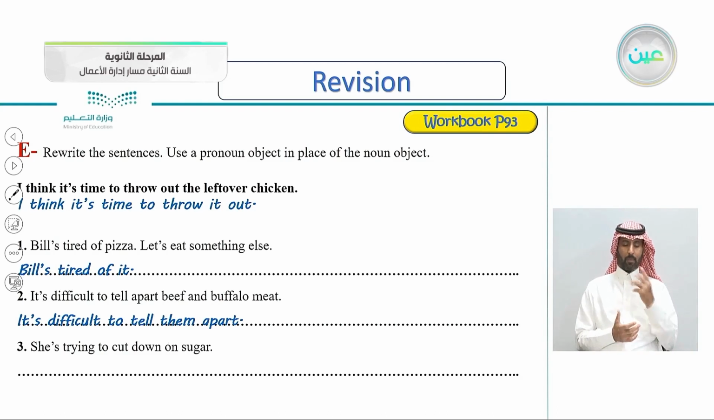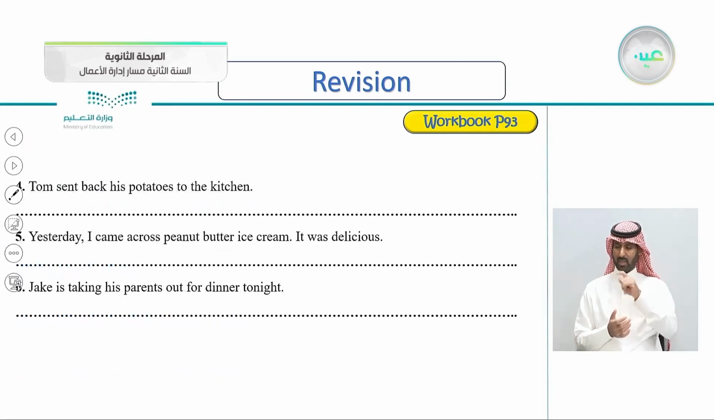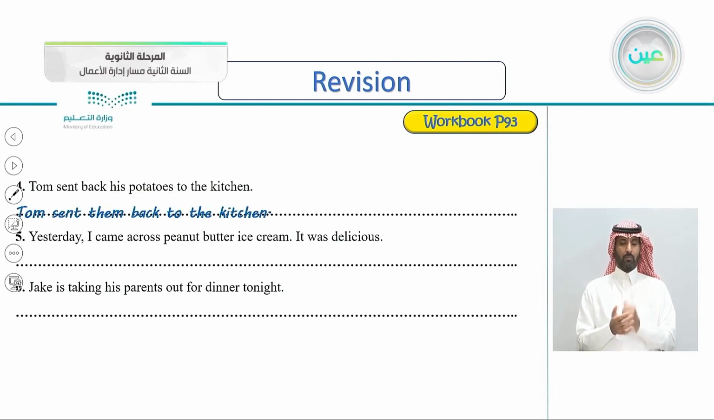Number 3, she's trying to cut down on sugar. So the object here is sugar, and we turn it into a pronoun. Yes, she's trying to cut down on it. It's very easy. Continuing, number 4, Tom sent back his potatoes to the kitchen. So how do we make it a pronoun here? Yes, Tom sent them, because there are potatoes here, more than one, back to the kitchen.